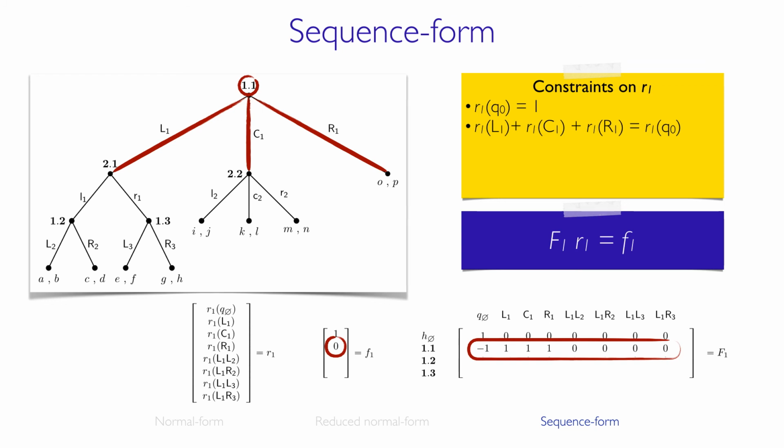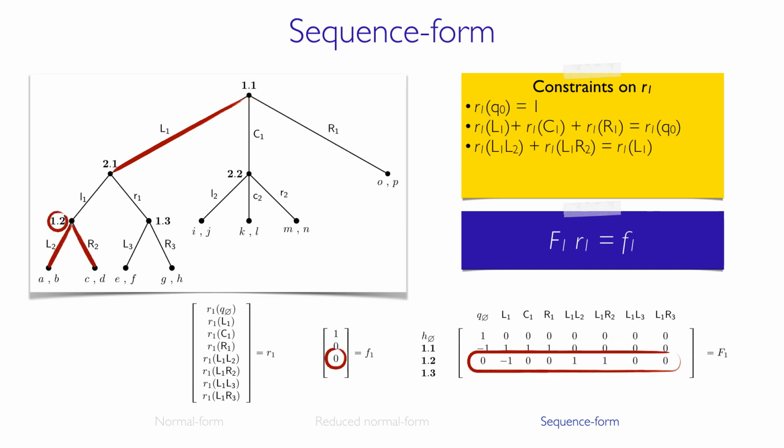Now let us analyze information set 1.1 and the associated constraint. Given an information set, its sequence form constraint prescribes that the sum of the realization probabilities of the sequences entering the information set must be equal to the sum of the probabilities of the sequences exiting it. In this case, the empty sequence enters and L1, C1, and R1 exit.